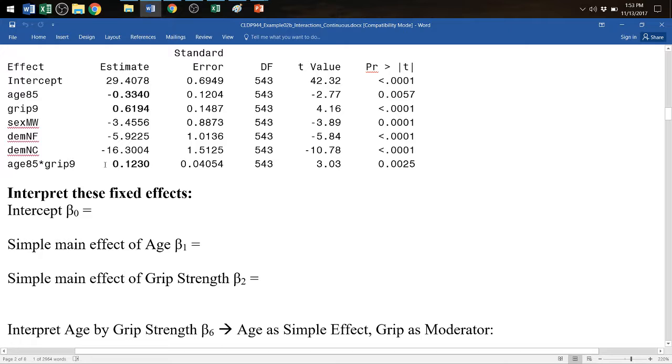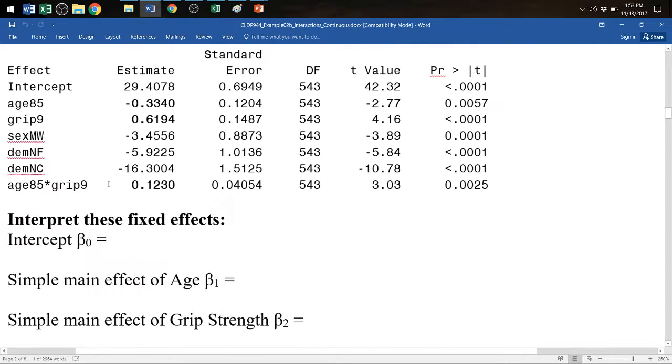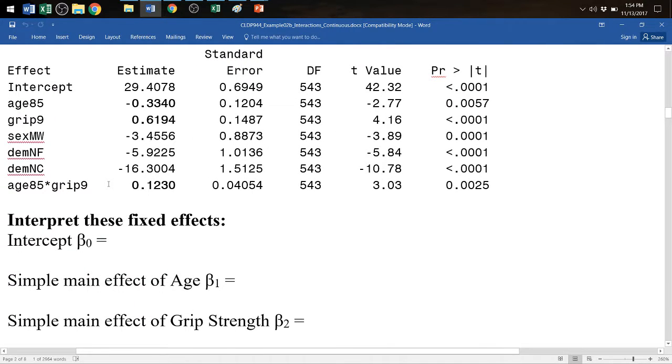Solution for fixed effects then. Intercept is 29. That is my expected cognition value for what kind of person? Males with no dementia, who are age 85, and who can squeeze how many pounds of grip strength? 9 pounds per square inch, I think, is the actual measurement. Yep, that's my "you are here" sign.